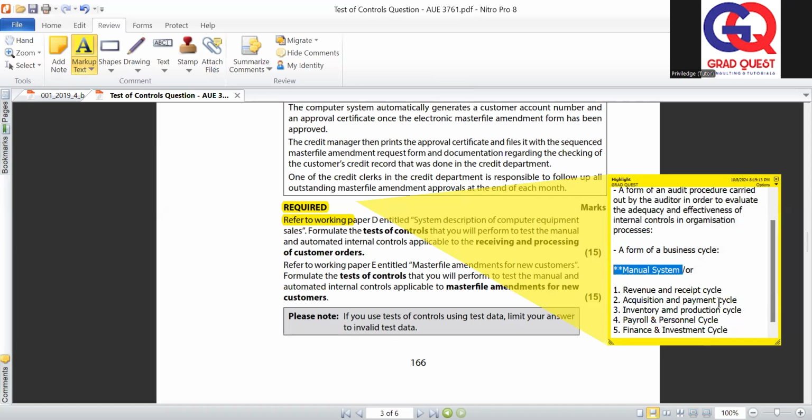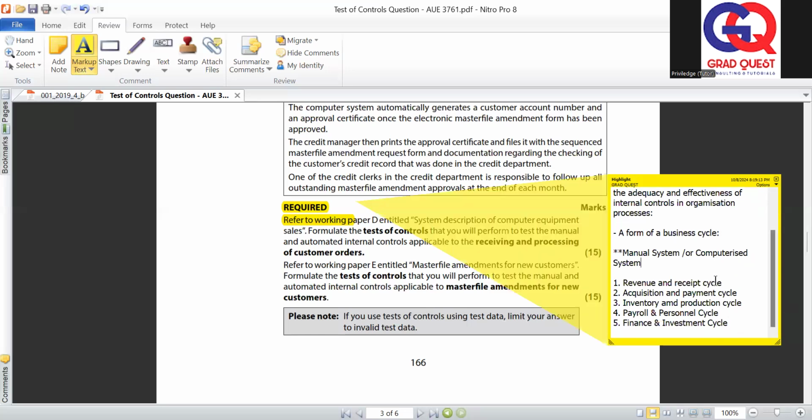All right. And we find them in any one of these cycles. But usually, in line with what we have in our world today, which is the 4th industrial revolution, you would have what we call a computerized environment or a computerized system. That's another type of system that you would find even in any one of these business cycles that I've outlined for you.